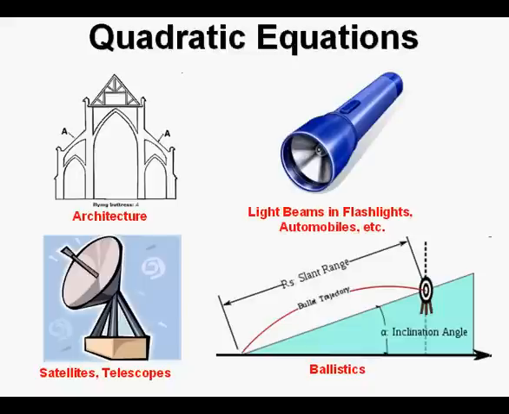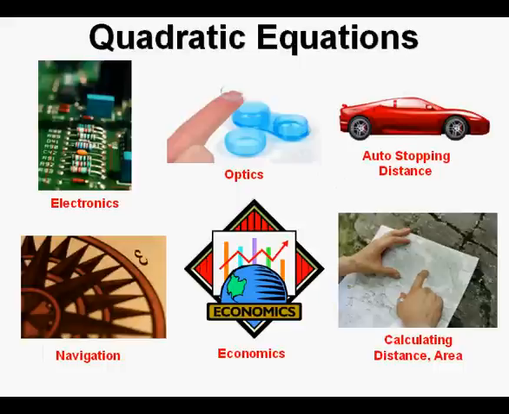Quadratic equations create the shape of a parabola, whose general shape is used in arches, building construction, parabolic dishes for receiving and focusing electromagnetic wave particles, focusing a light source into a beam as in a flashlight, and for tracing or calculating projectile motion. Quadratic equations are used in electronics, optics, to find the stopping distance of vehicles, navigation, economics, and perhaps its very first use in our world to calculate distance and area.